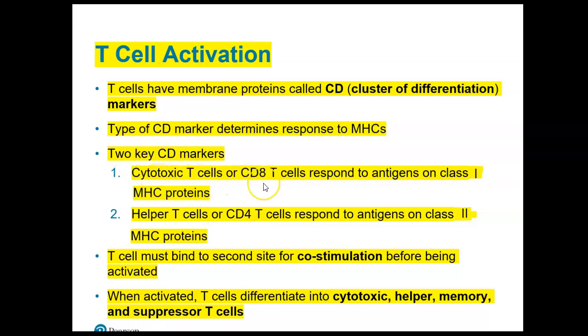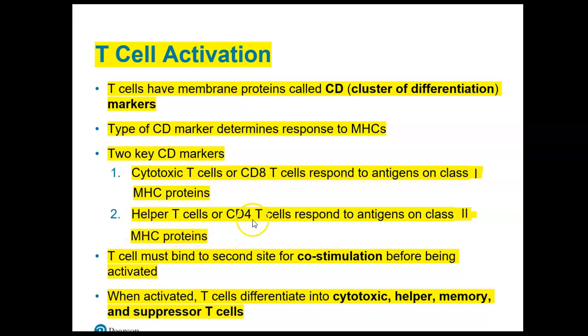Cytotoxic T cells have the CD8 markers, and they respond to antigens on class 1 MHC proteins. I don't know why this helps me, but I remember the number 18, and that means class 1 corresponds with CD8. 18, 1 and 8. You know, I don't know how I remember 18, I just do. And then to remember CD4 in class 2, I remember the number 24. So I remember 18 and 24. And if you can come up with something better, that would be great. I'll share it with the rest of the class, but I remember the number 18 and the number 24.